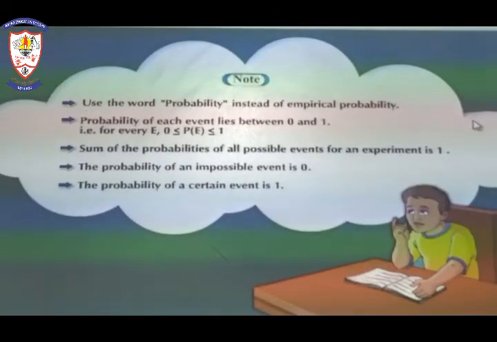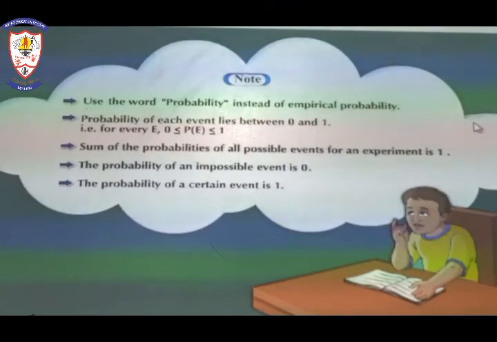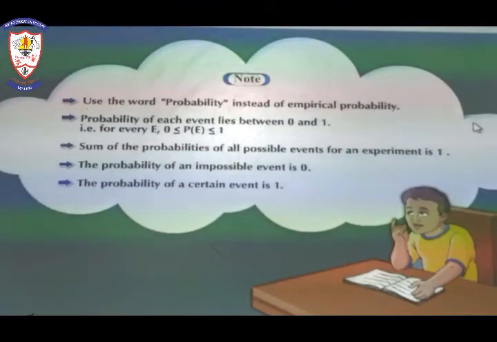Now students, these are the most important points which you have to remember. We are using the word probability instead of empirical probability. The next point is that the probability of any event always lies between 0 and 1. It means that probability can never be negative, and it should not be more than 1. So for any event E, the probability is greater than or equal to 0 and less than or equal to 1.